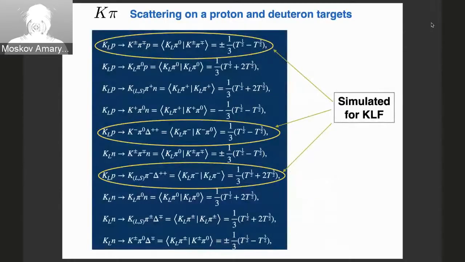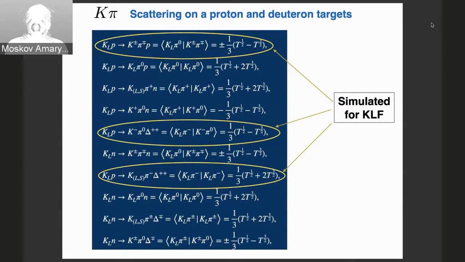Now I move to K-pi scattering, which is the second half of our talk. Here are many reactions which can be done with a KL beam, because the KL beam has strangeness and anti-strangeness simultaneously. So we can do K plus pi minus final state, K minus pi plus, K long pi zero, K long pi plus, and so on. In total, 9 reactions on a proton and 9 reactions on a neutron target.